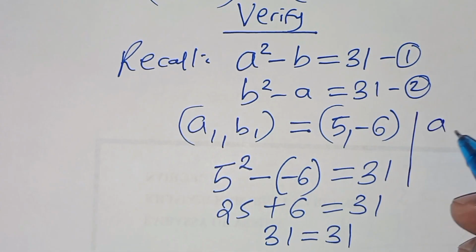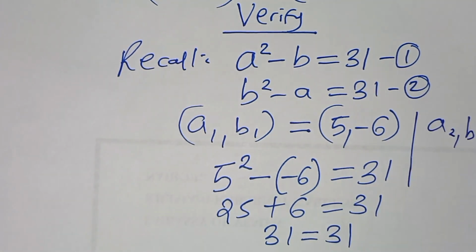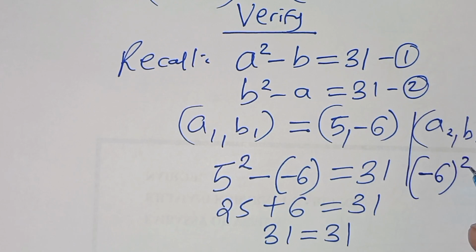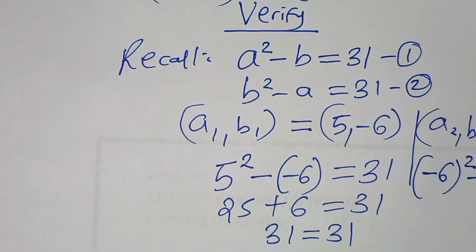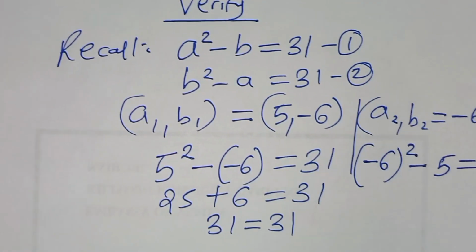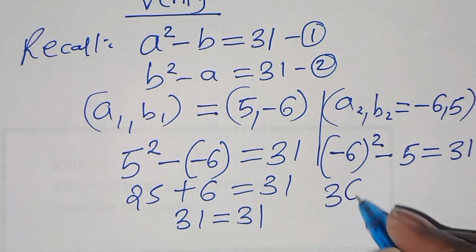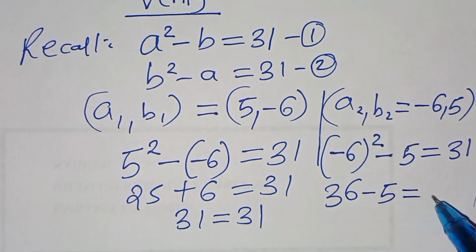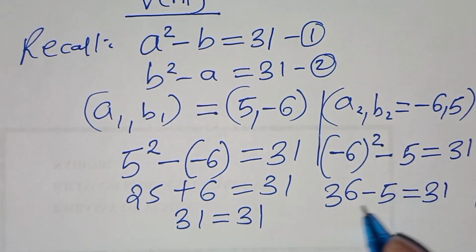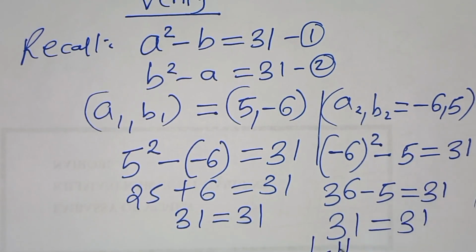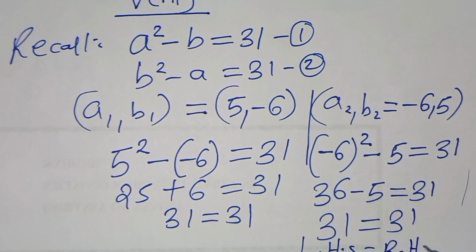Let's check a2, b2, which is actually minus 6 and 5. So let's substitute here. We have minus 6 squared subtract b, which is actually equal to 5. This should be equal to 31. So minus 6 squared is actually equal to 36. Subtract 5, this should give us a value of 31. So 36 minus 5 is 31, which is equal to 31. So the left hand side is equal to the right hand side.